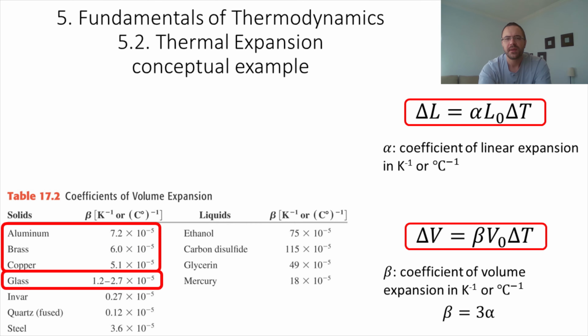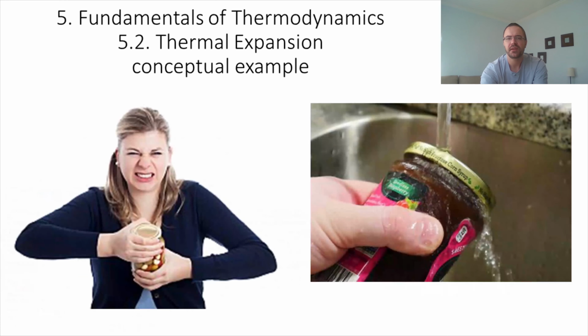Now, in this table, if you compare the values for metals to the values for glass, you see that the coefficient of volume expansion is larger for metals than it is for glass. And so if you increase the temperature, metals will expand more than glass. And if you decrease temperature, then metals will contract more than glass. And you probably know this trick. When you can't remove the lid from a jar, you can warm up the jar lid with some hot water. And since the lid is metallic, it will expand more than the jar, which is often a glass jar. And so then it becomes easier to open.